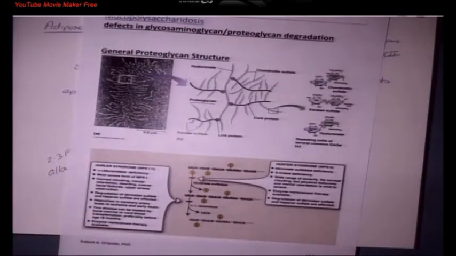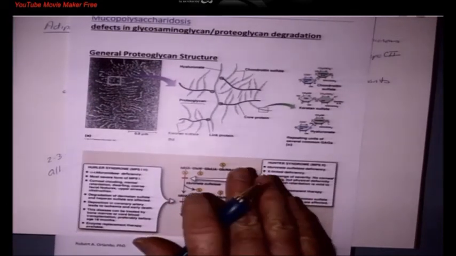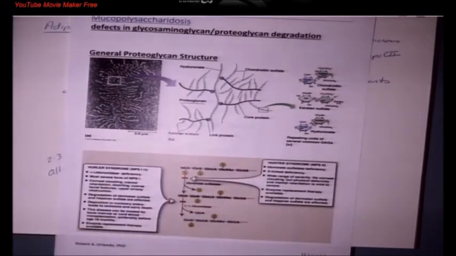Okay, the last one is not a mucolipidosis, but a mucopolysaccharidosis. So this is the last category of storage diseases. The principle is exactly the same as a glycogen or lipidosis. It's a storage problem, but in this case, it's a storage problem of the glycosaminoglycan proteoglycan structure.